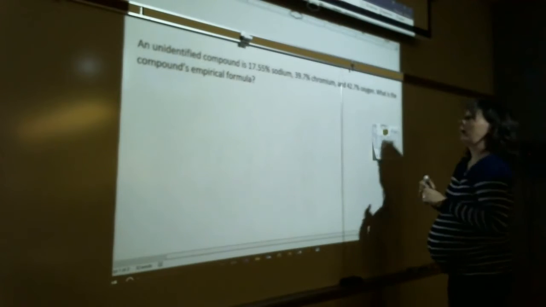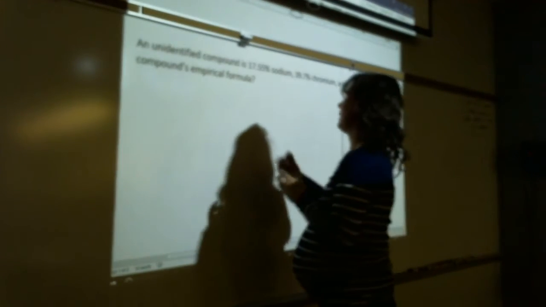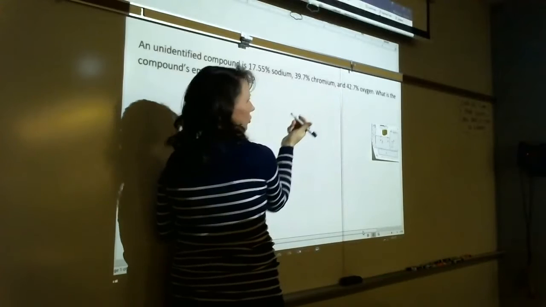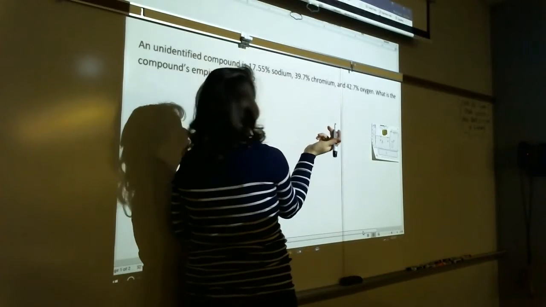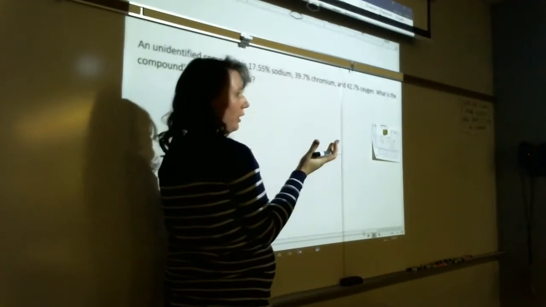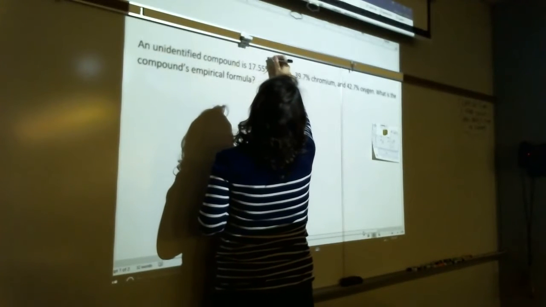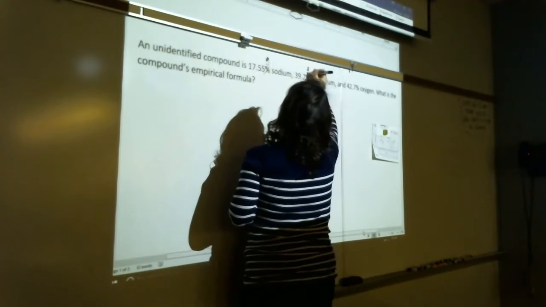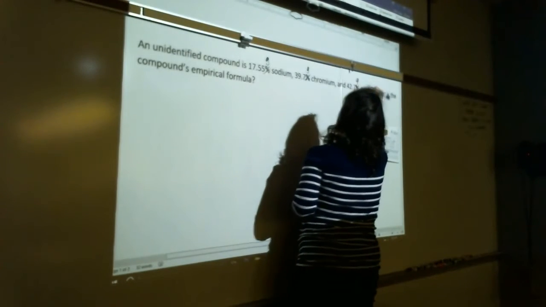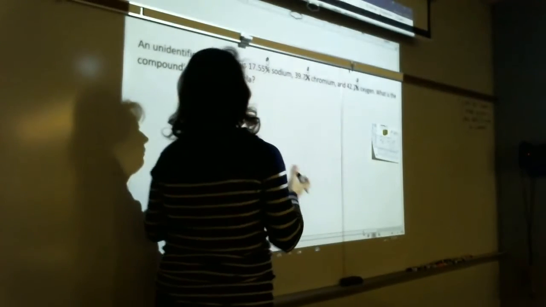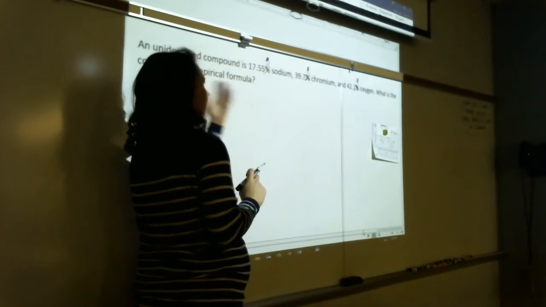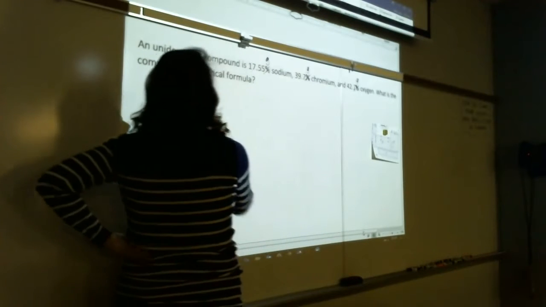Okay, so first thing we want to do is take all these percents and just change the percent to grams, right? Because we're pretending we've got a 100-gram sample. So we can just change them all to grams, because if I've got a 100-gram sample and it's 17.55% sodium, that means I've got 17.55 grams.